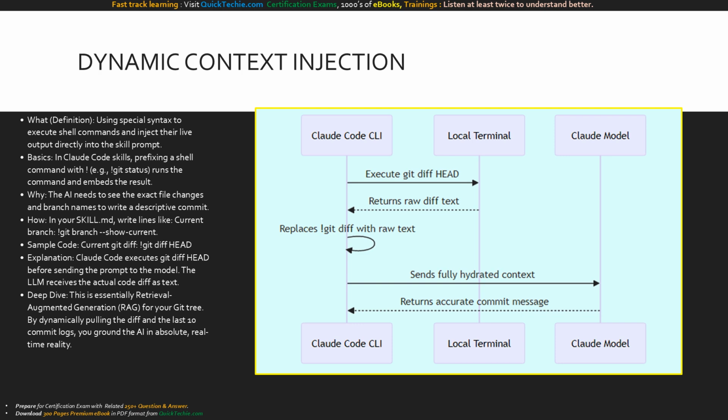This sequence diagram maps the dynamic injection perfectly. When the skill triggers, the Claude Code CLI talks directly to your local terminal, executing the git diff command. The shell returns the raw diff text. The CLI then replaces the exclamation mark syntax with that massive text block, constructing a fully hydrated prompt. Only then is it sent to the Claude model, guaranteeing a highly accurate response.